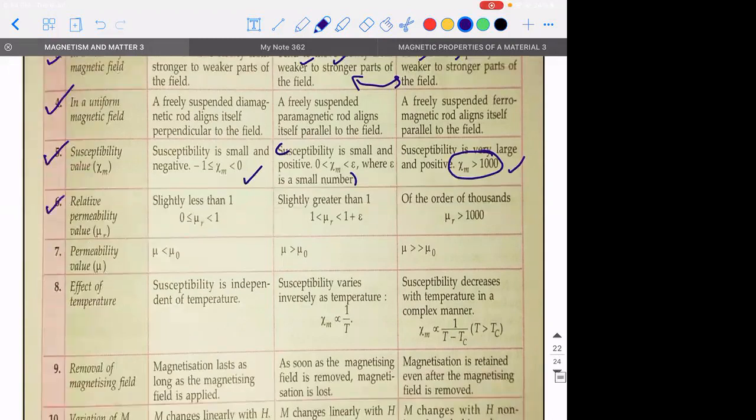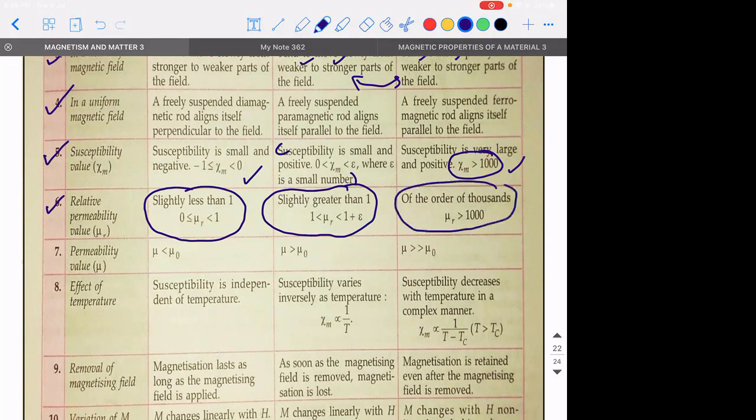Now, what about relative permeability? Relative permeability for a diamagnetic substance is between 0 and 1. Whereas for a paramagnetic substance, it is greater than 1 and less than a small number. It will be somewhere closer to 1. Whereas for a ferromagnetic substance, it is greater than 1000. Similarly, the permeability of a diamagnetic substance is less than mu naught, for paramagnetic it is greater than mu naught, and here it is very much greater than mu naught.